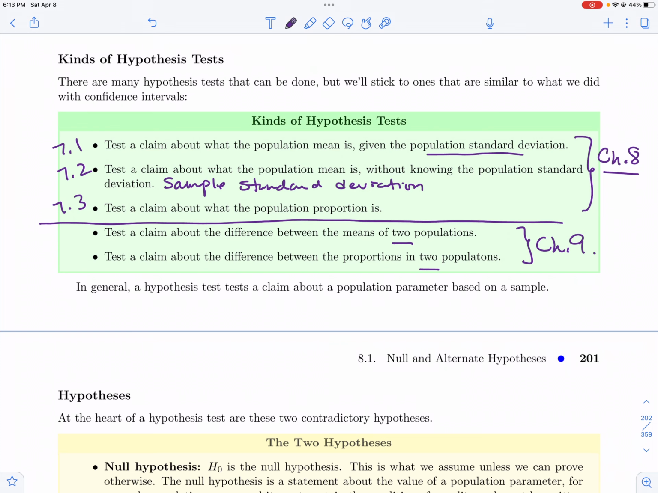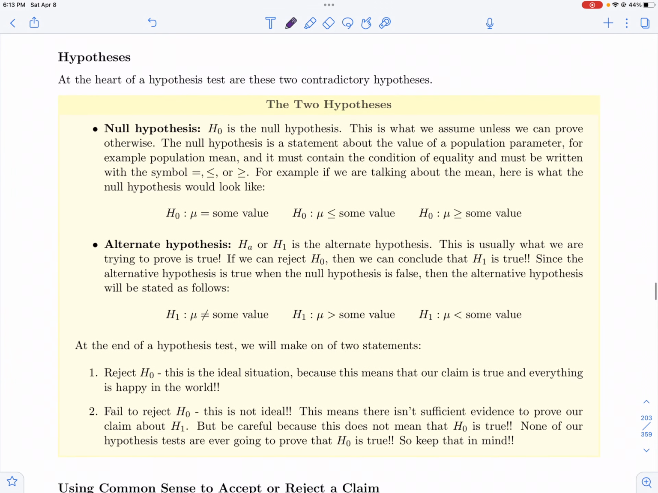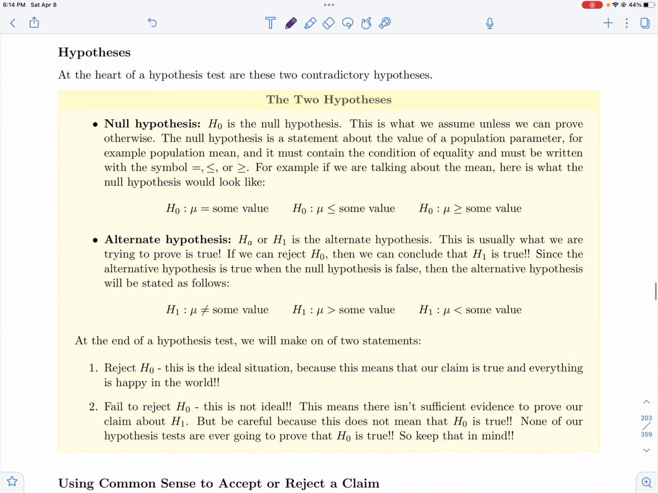All right, the first thing to talk about is the most important part of our hypothesis test, and this is actually setting it up and being able to write down what our hypothesis looks like. Our hypotheses are broken up into two categories: the null hypothesis and the alternate hypothesis. These are two contradictory hypotheses, which means that only one can ever occur at any given time.